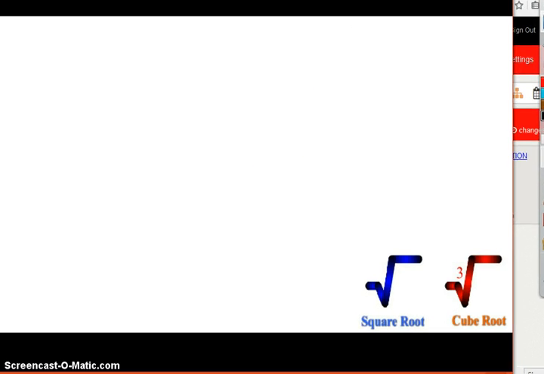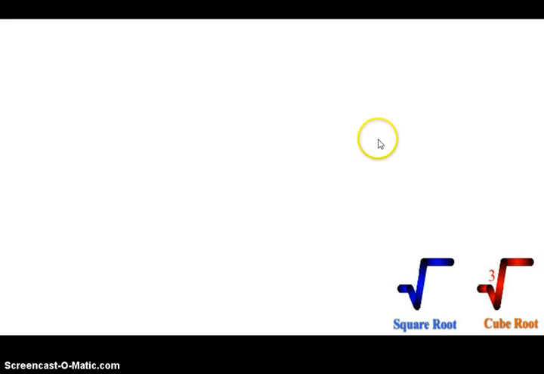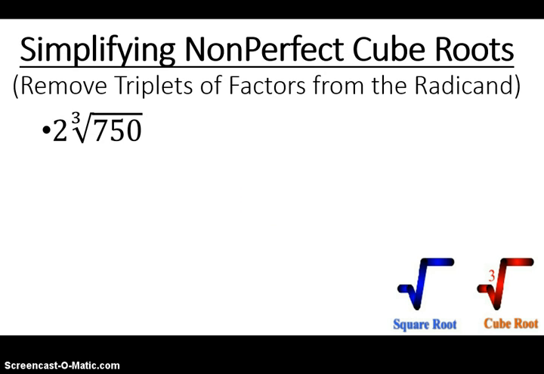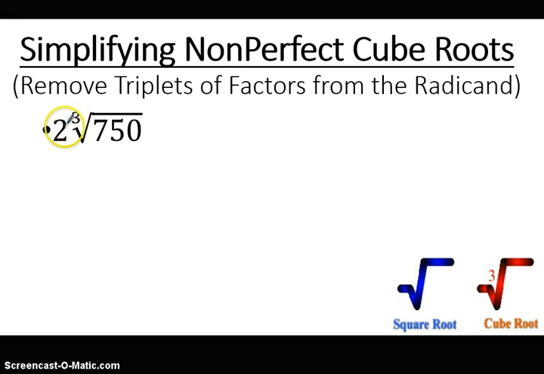Hello students, and welcome to part 2 of lesson 4. Let's do one more example and then summarize our learning. Let's work on simplifying 2 times the cubed root of 750.